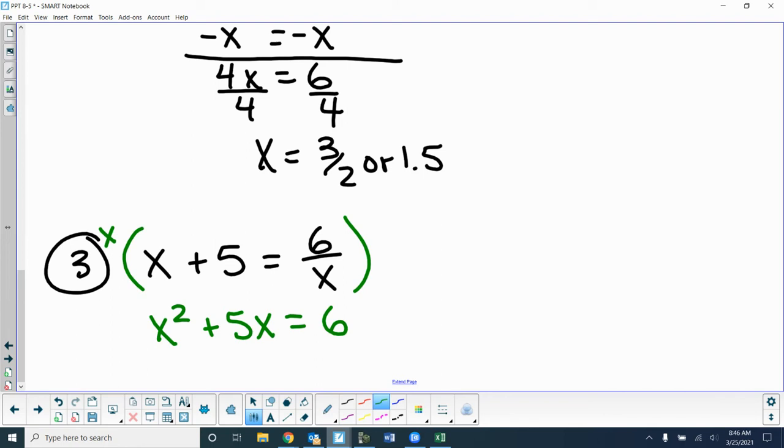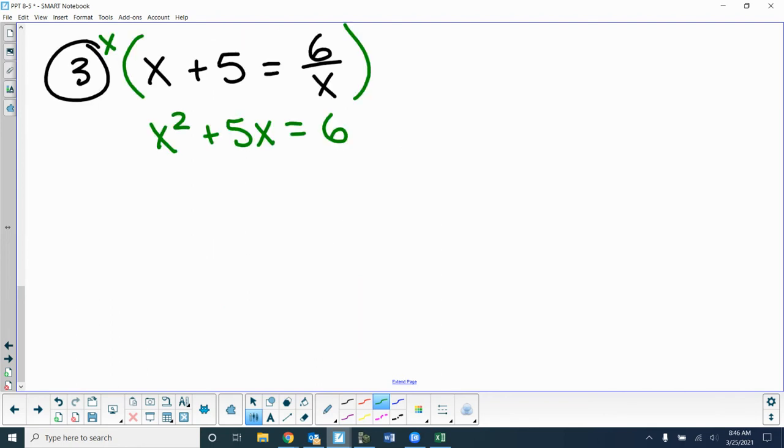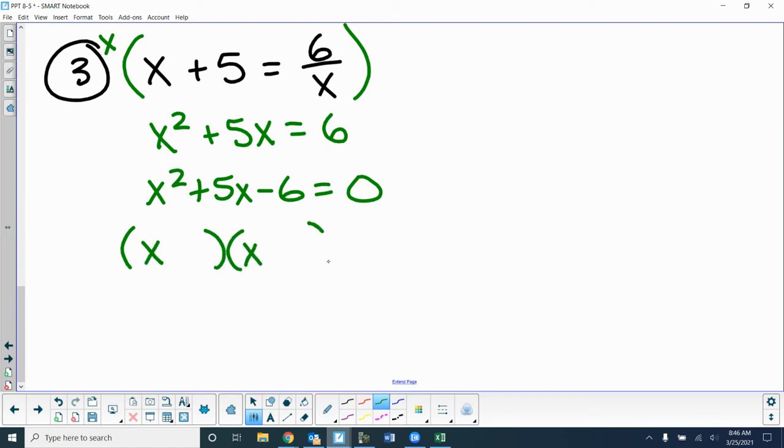All right? Again, we have an x squared, so I have to subtract the 6, have it equal to 0. All right, so I'm looking for factors of -6. There's no GCF. It's a trinomial. A is 1. So I'm just looking for factors of -6 that add up to 5. 6 times -1 is -6. And 6 plus -1 is +5. So this is -6 and this is 1.